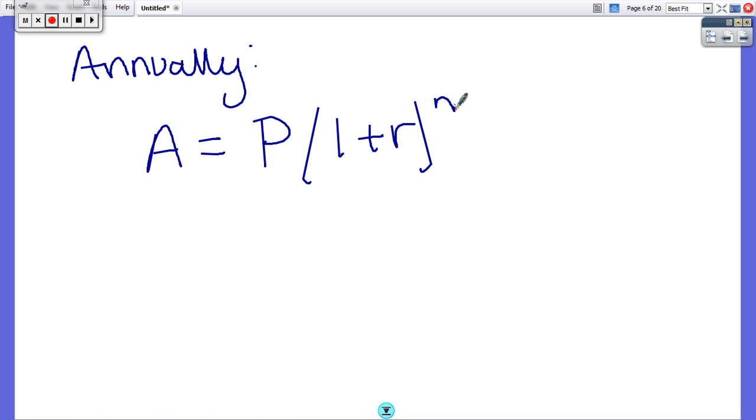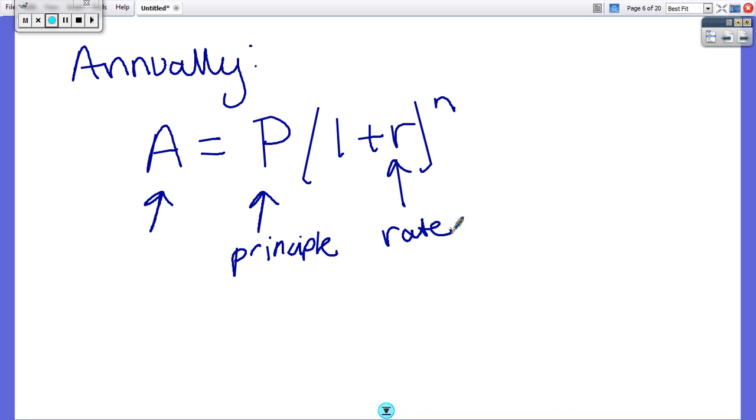In this formula, A stands for the final amount, or the amount after you've compounded. P is the principal, or the amount that you invest. We always have the 1 plus. Our r is going to be the rate, and the rate is always in terms of a decimal, never a percentage. And then in this case, n is going to be the number of years.